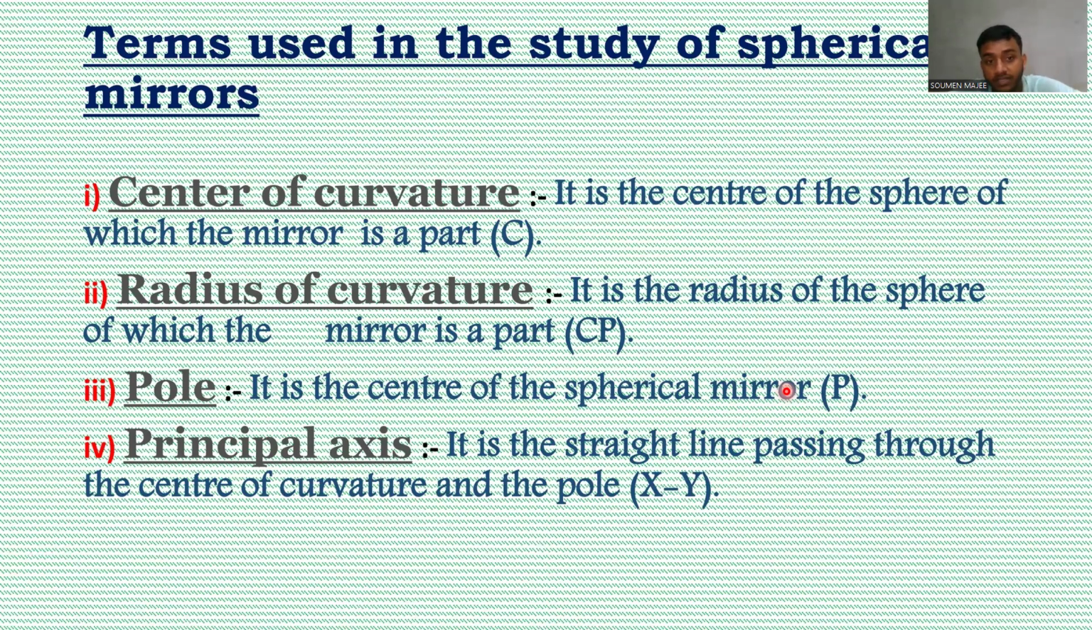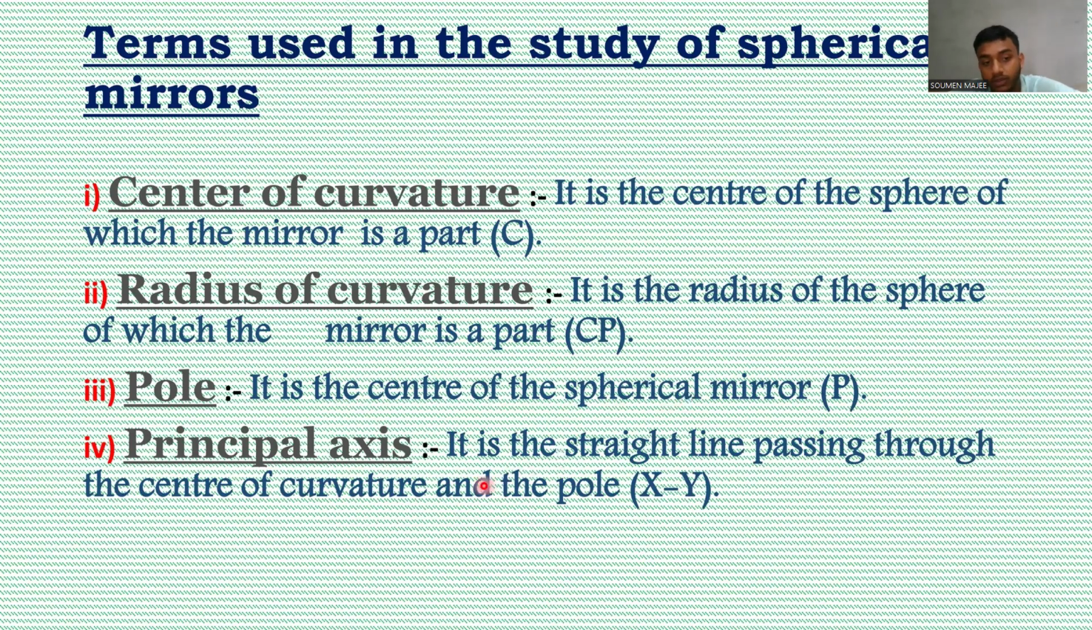First is the center of curvature. Center means a point. It is the center of the sphere of which the mirror is a part. That means the sphere from which the mirror is made, its center is known as the center of curvature. Similarly, for radius of curvature, radius means a distance, and a radius is present in a sphere. So it is the radius of that sphere from which the mirror is made. Similarly, what is the pole? The pole is the center of the spherical mirror. The mirror's center is the pole.